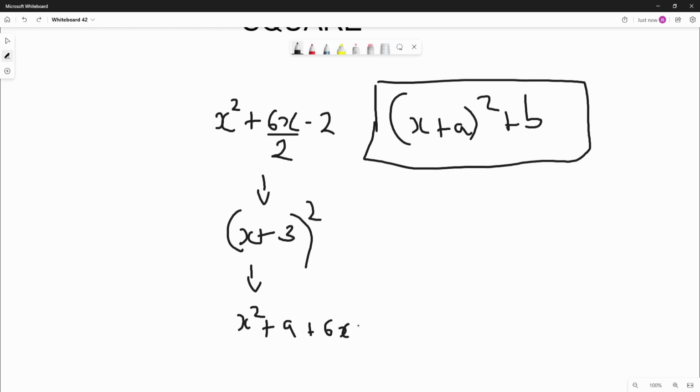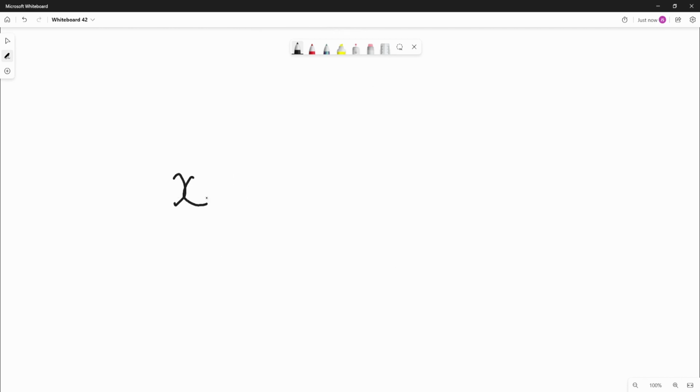So what will you have to subtract to get negative 2? You'll have to subtract 11. So if you subtract 11, you're going to get negative 2, and this is just the same as the original, but we've written it in this form. So let's have a look at another question.